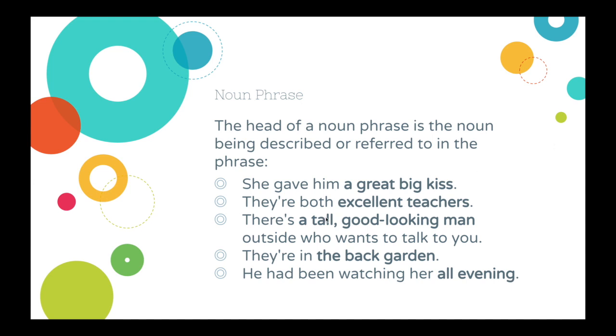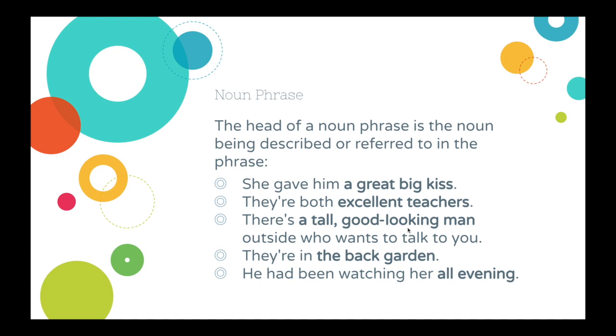So, she gave him a great big kiss. From this one, a great big kiss, the head is kiss, and the word kiss is described by the words great and big. So inside the noun phrase there is another phrase, which is an adjective phrase, and so on. They are both excellent teachers. This is the head, the word teachers, and it is being described by the adjective excellent.